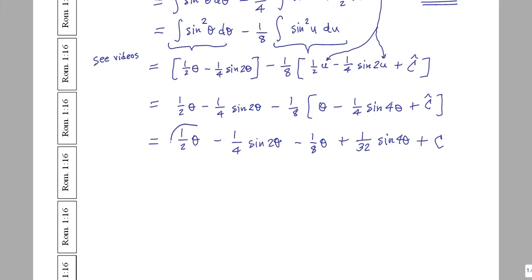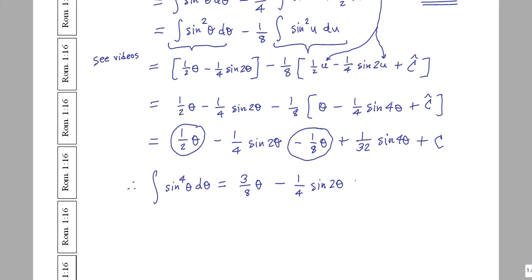I can combine this term, the 1/2, with the minus an eighth, and that's going to give us 3/8, just analogous to what we had in the last video. So we get, therefore, the integral of sine to the 4th theta d theta is equal to a half theta minus an eighth theta, which is 3/8 theta, minus a quarter sine of 2 theta plus 1/32 of sine of 4 theta plus a constant of integration.